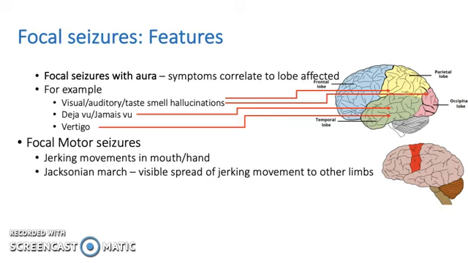Focal motor seizures originate in the motor cortex and therefore can cause movement in the limb or face. This type of seizure typically features jerking movement in the mouth or hands.